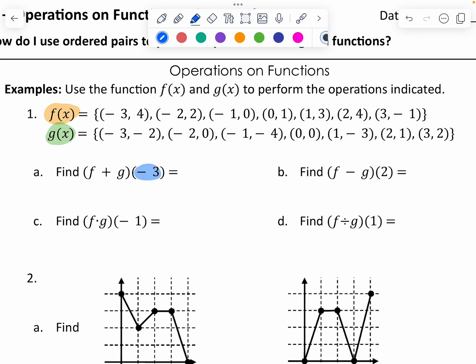So in f of x, -3 has an output of 4. So let's write 4 here. And in g of x, an input of -3 has an output of -2. So I'm going to add these together. 4 plus -2, and that equals 2.